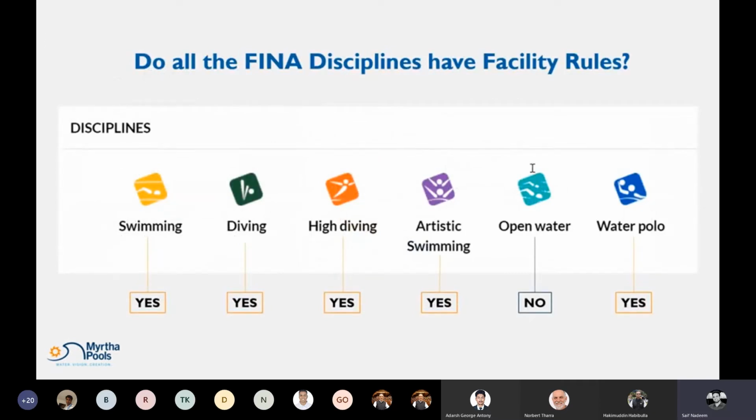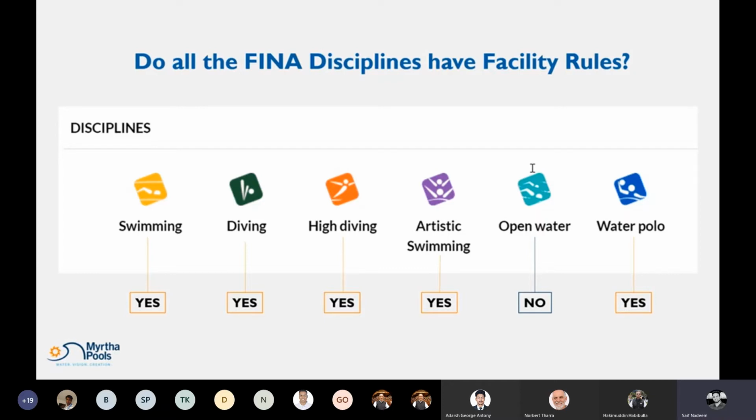Now a new question arises. Do all the FINA disciplines have facility rules? Well, no, not at all. Not all have facility rules. While all sports have rules to play and conduct of the games, only those sports which can be performed in a controlled environment have facility rules.